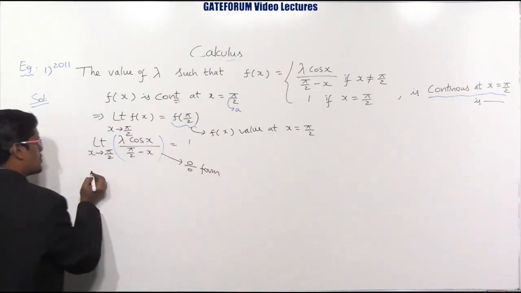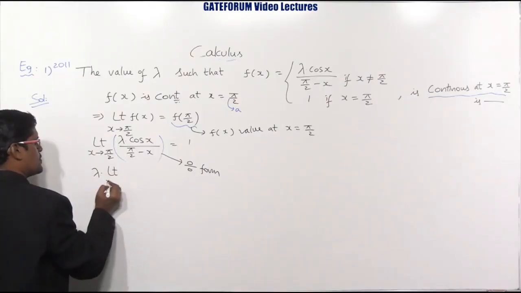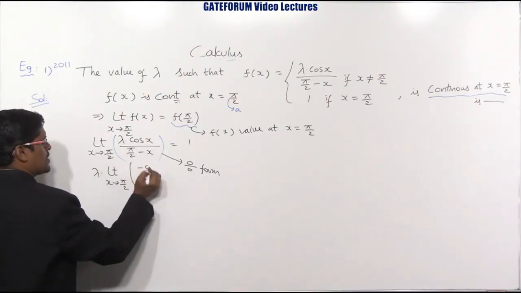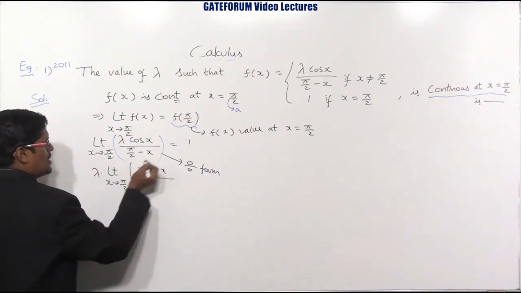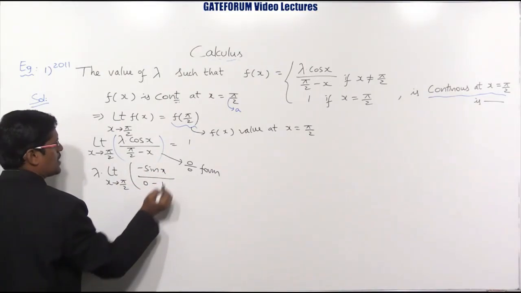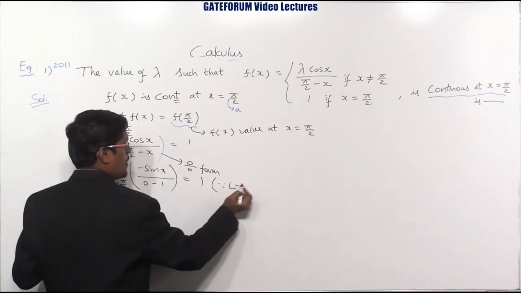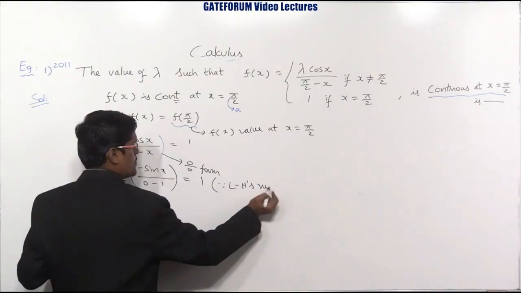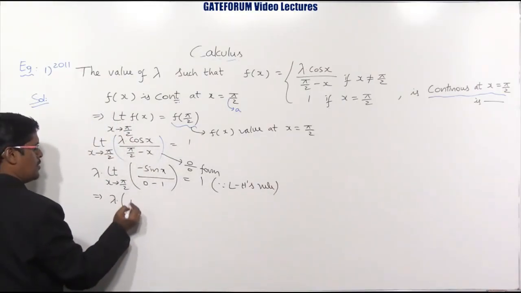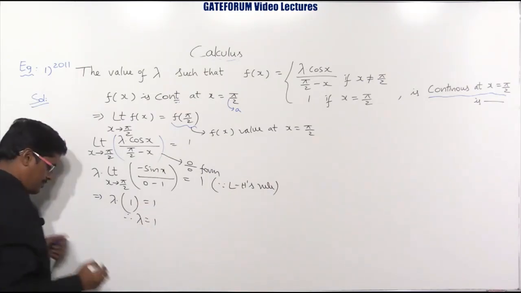So apply L'Hospital's rule. Take the multiplication constant lambda outside, then limit x tends to a, that means pi by 2. Now the derivative of cos x is minus sin x. For 90 minus x, pi by 2 is a constant, and its derivative is 0; minus x has derivative minus 1. This is equal to the answer 1, since L'Hospital's rule. Now this is lambda into sin 90, whose value is 1, minus minus cancels, 1. Therefore, lambda is equal to 1.